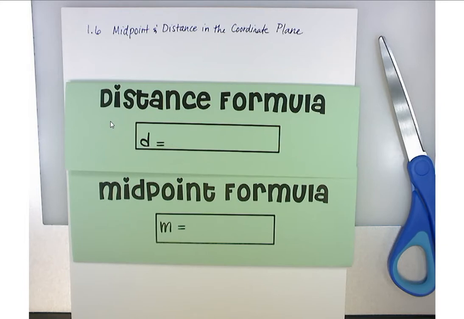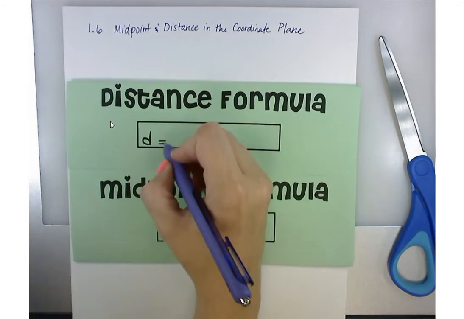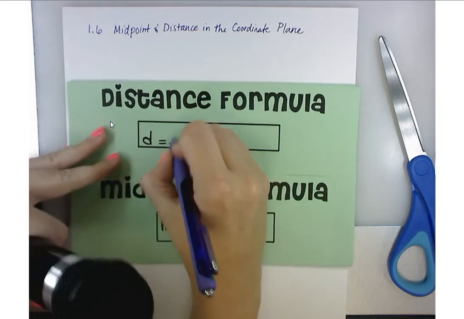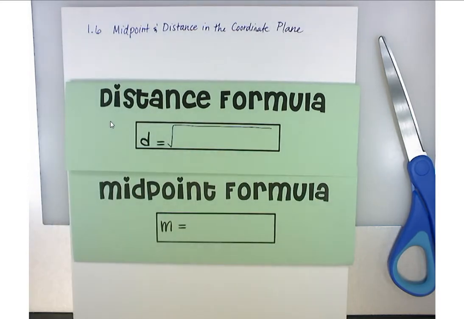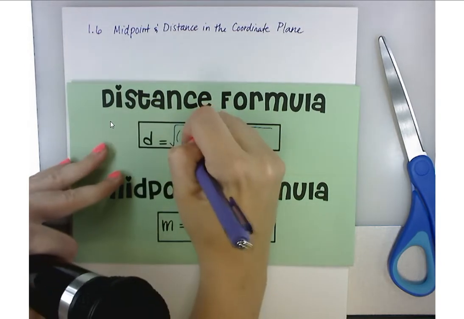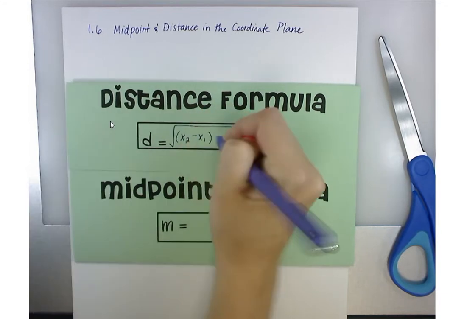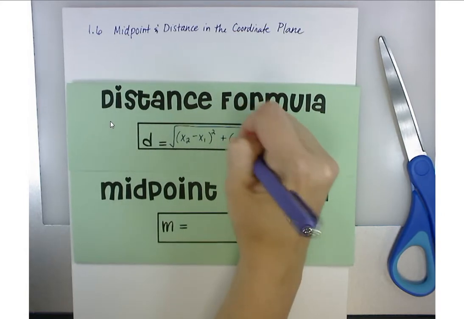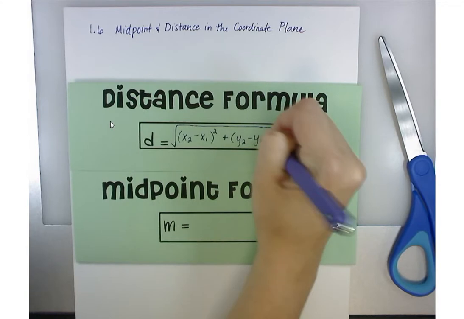Okay, so the distance formula might be something you've already done before. Do any of you know it by heart? It is, yeah, it is really long. And it has a square root in it. So if you're finding the distance between 2 points, it's going to be the square root of x2 minus x1 squared plus y2 minus y1 squared.